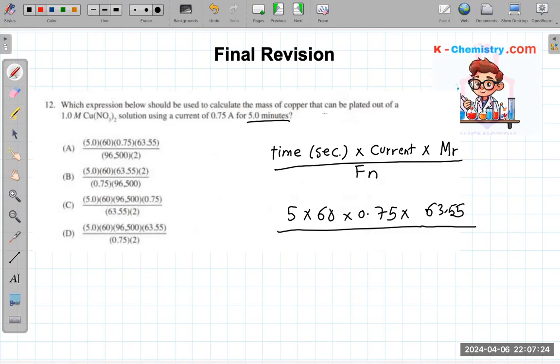The molar mass of the metal being deposited only, 63.55, divided by F, and F is 96500, and multiplied by the number of electrons of what? Both of them, or only the substance which is depositing? Only the substance which is depositing. So copper 2 plus gains 2 electrons and gives me copper. So here it is 2. I don't care what's happening on the other side.